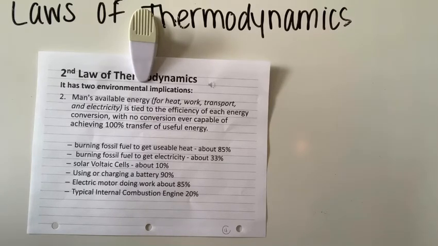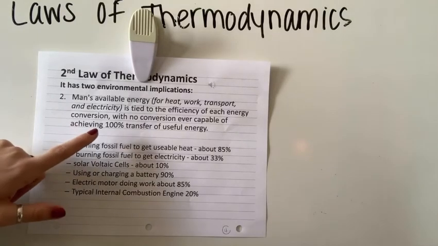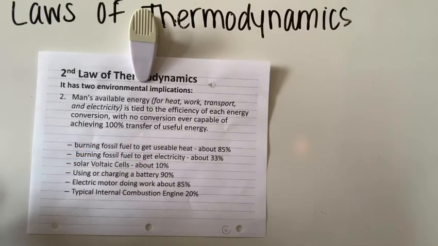This is 90% efficiency, so pretty good here. Again, you cannot get to 100% efficiency, so I would say 90% is very good. And then an electric motor doing work is about 85%, so it's kind of like the first one, has pretty good energy. And then it drops down a little bit when we talk about typical internal combustion engines. Those are around 20%. So hopefully this gave you some good ideas of what efficiency is and how efficiency relates to the second law of thermodynamics.